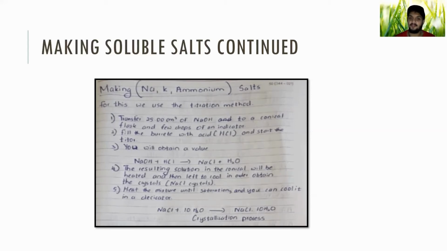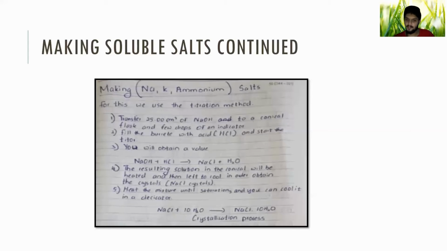You know how much HCl has gone and all the things. So in the conical flask, only the sodium chloride will be formed. But when sodium hydroxide and HCl react, not only sodium chloride is formed, water is also formed as a byproduct. Now, our concern is we don't care about the water. What we only need is the sodium chloride. We need the sodium chloride crystals. So what do we do? We perform the crystallization.